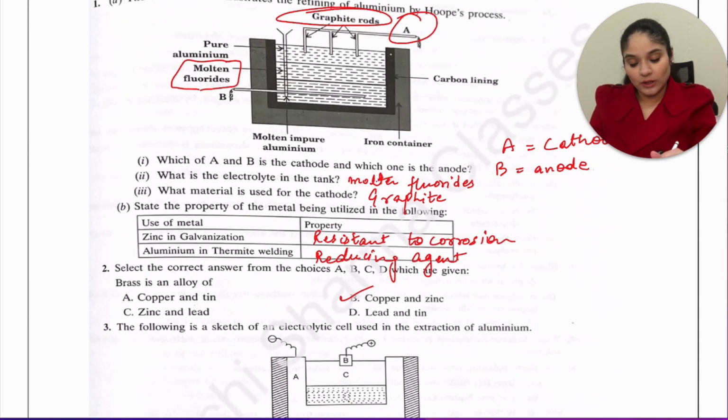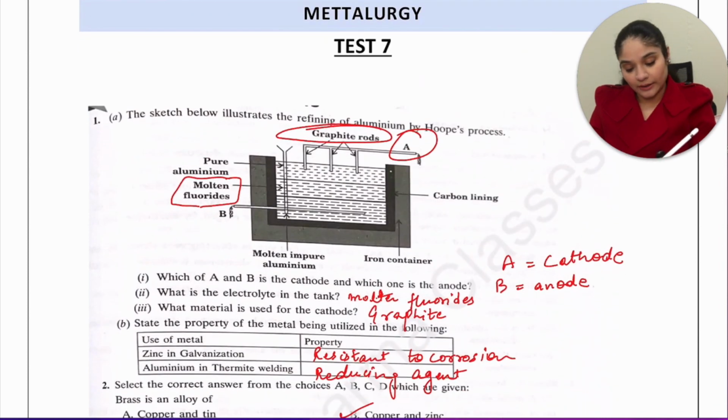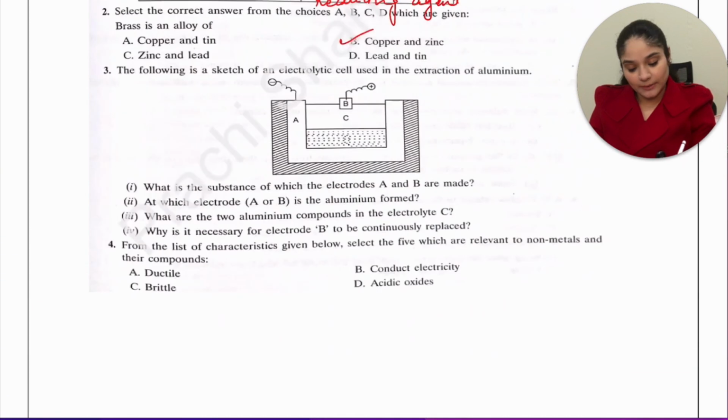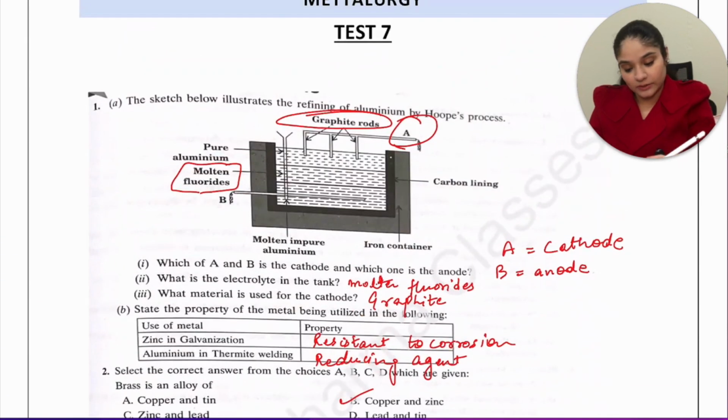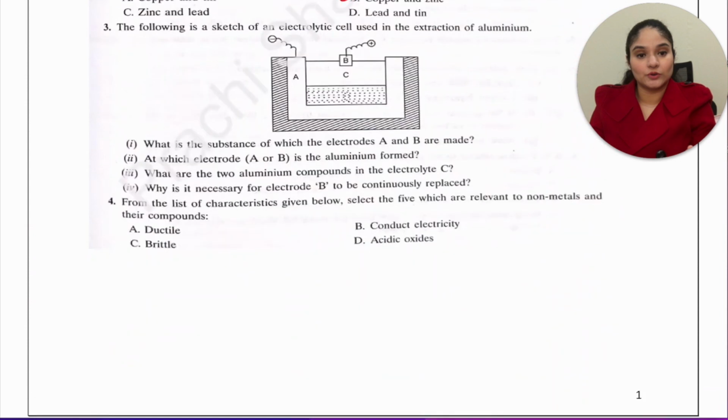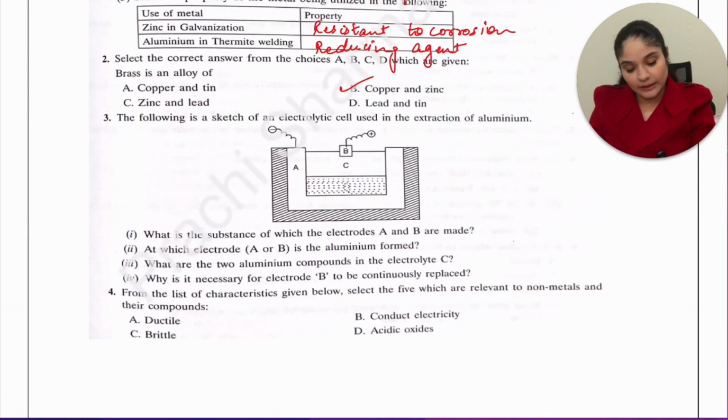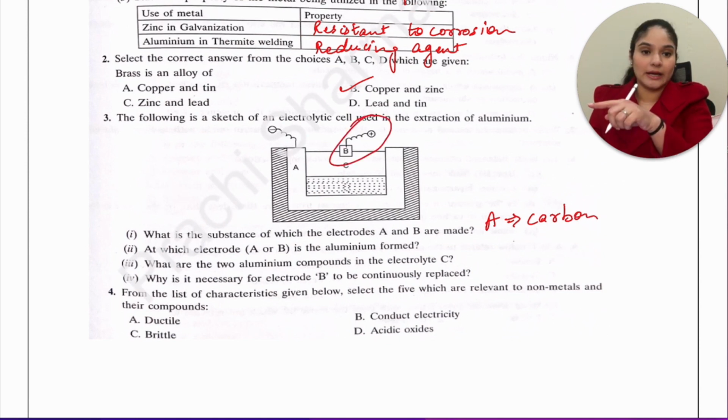So if you come back here, you can see that A is your graphite. So you'll directly mention that, A in this question is this dark black area, this one. So this is made up of what? This is made up of carbon. You can see carbon lining. So you can directly write that substance A is carbon. And B, if you remember from the previous diagram, it is graphite. So B is graphite.